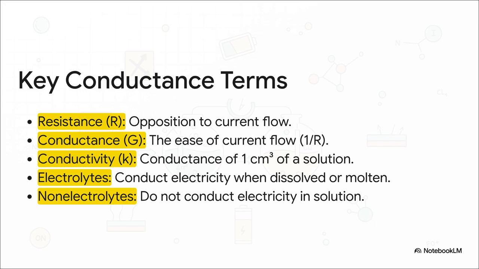To talk about this properly, we've got to get some terminology straight. First up, resistance. It's just what it sounds like. It opposes the flow of current. The exact opposite is conductance, which is how easily the current flows. Then there's conductivity, which standardizes that measurement for a specific little cube of solution. And the stuff that makes this all possible, we call those electrolytes. These terms are our building blocks for what's coming next.